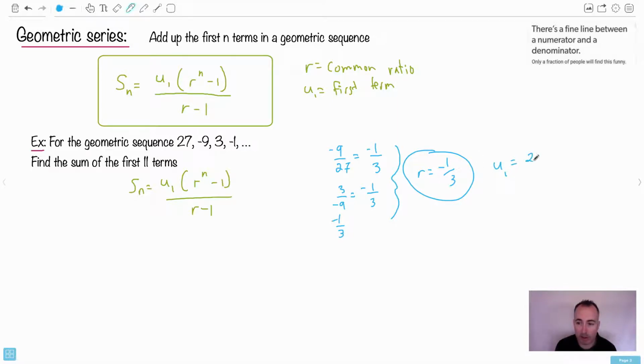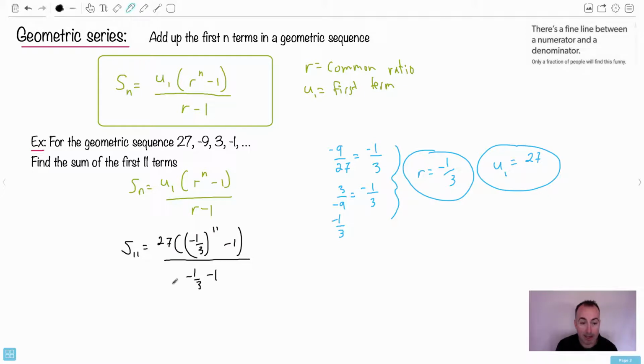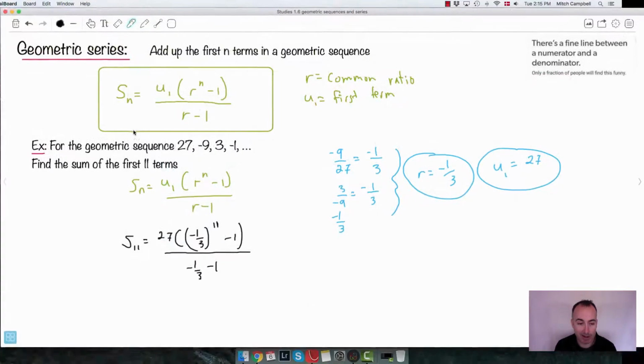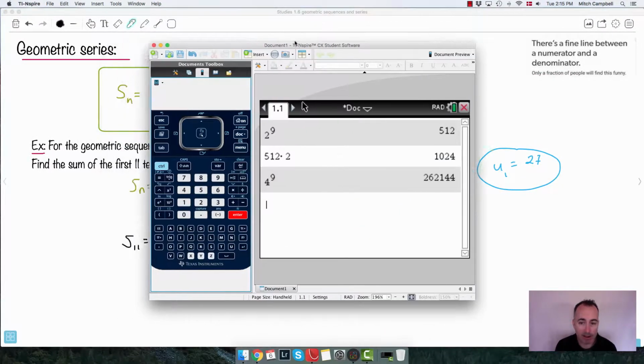U1 is the first term, so that's just 27. Now we're ready to plug those things into that equation. So S, and we don't want N, we want 11. So S11 is going to be U1, which is 27, times R, which is minus 1/3, all that to the power of N, and N is 11, all that minus 1. All that divided by R minus 1, which is minus 1/3 minus 1. This sounds really complicated. I would suggest just do it on your calculator. That's probably the easiest way to do it. So let's get our trusty calculator out. Let's see if it can help us.